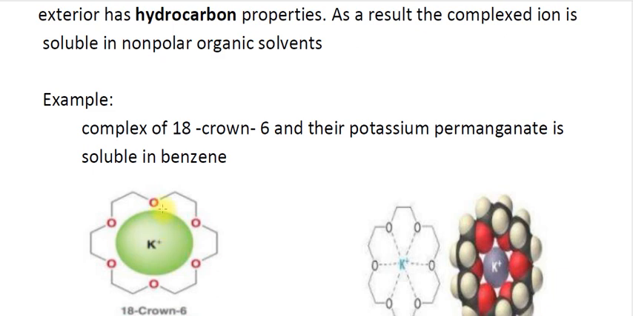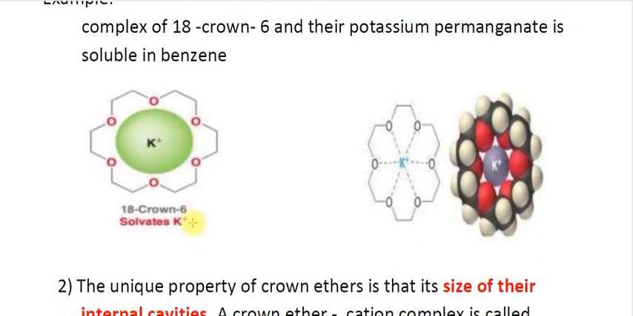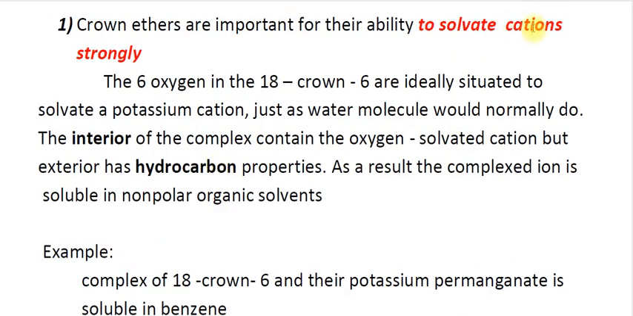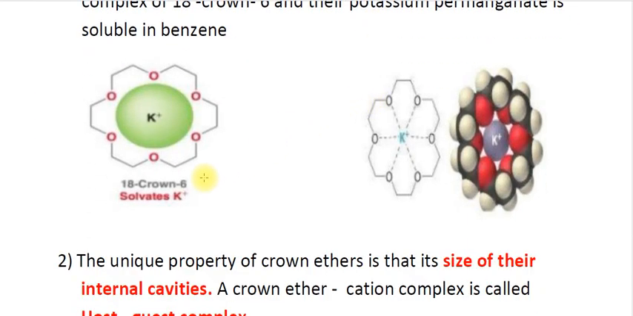But the exterior, that is this crown part, has hydrocarbon properties, and as a result of this, the complexed ion, that means the ion complexed inside the crown ether, is soluble in non-polar solvents or organic solvents also. So this is the first property of the crown ether, that it solvates cations strongly. Certain crown ethers solvate certain particular types of cations. The 18 crown 6 solvates only potassium.